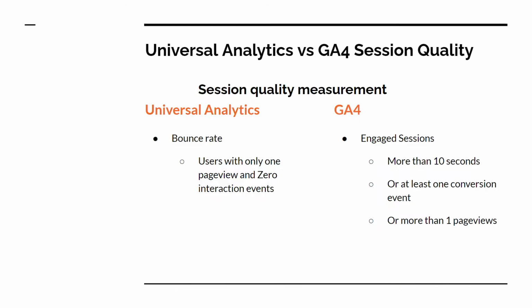Now let's understand the difference between bounce rate and engaged session. Although they are pretty much the same, in Universal Analytics, bounce rate was defined as a session with only one page view and zero interaction events. In Google Analytics 4, an engaged session is defined as a session with more than 10 seconds of time span or has at least one conversion event.